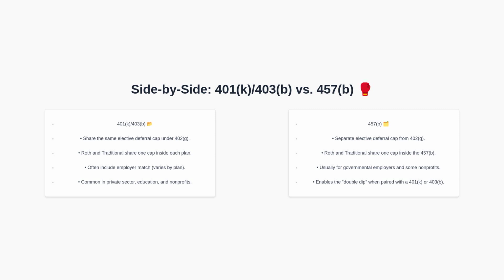On the left side, we have 401k and 403b plans, which share the same 402g elective deferral cap. Within each plan, Roth and traditional contributions share a single cap. Many of these plans include employer matching, depending on plan rules. On the right side is the 457b plan, which has a separate elective deferral cap. Within a 457b, Roth and traditional also share one cap. The key distinction is that a 457B can be combined with a 401k or 403B to effectively double elective deferrals because the 457B cap is separate from the 402G cap.